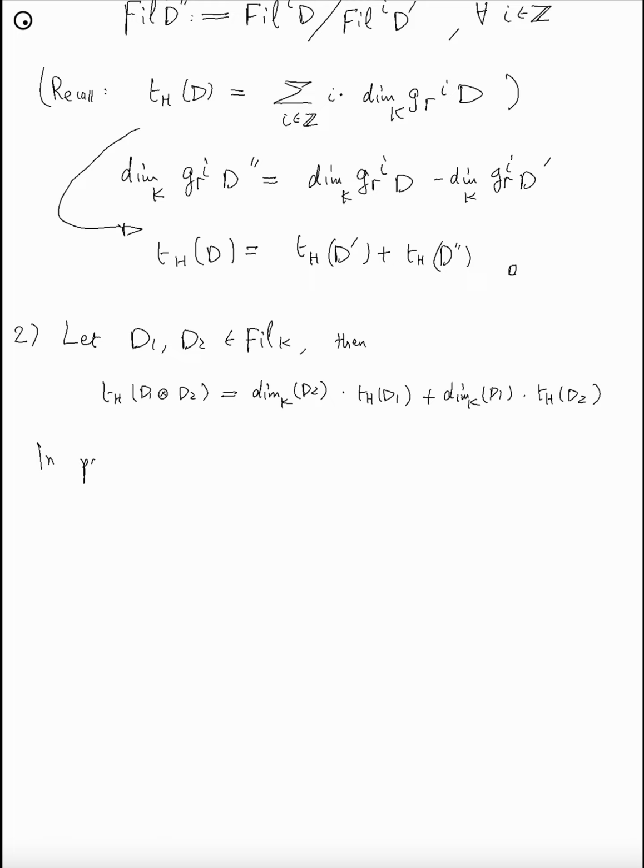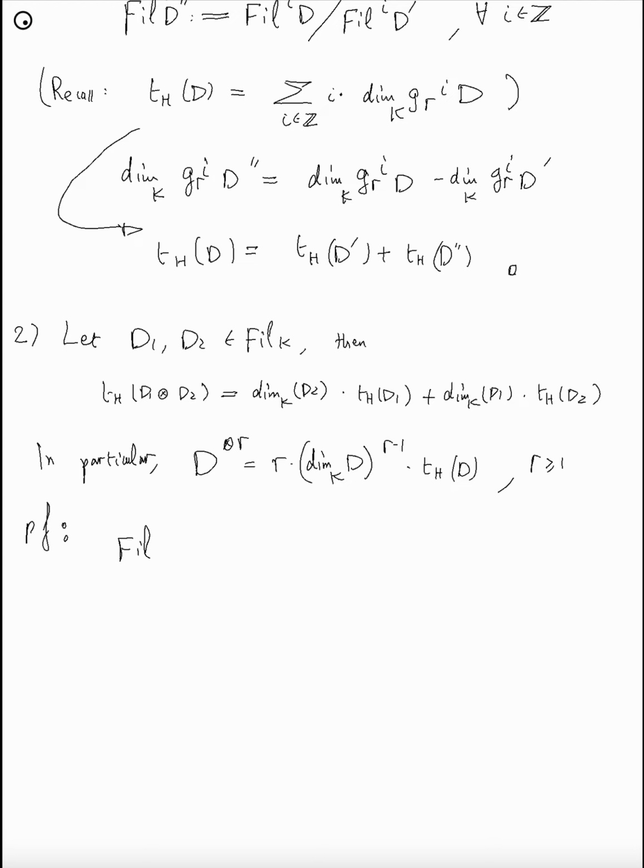In particular, the tensor power D to the r has Hodge number r times the K dimension of D to the r minus 1 times the Hodge number of D, by iteration. Prove this.